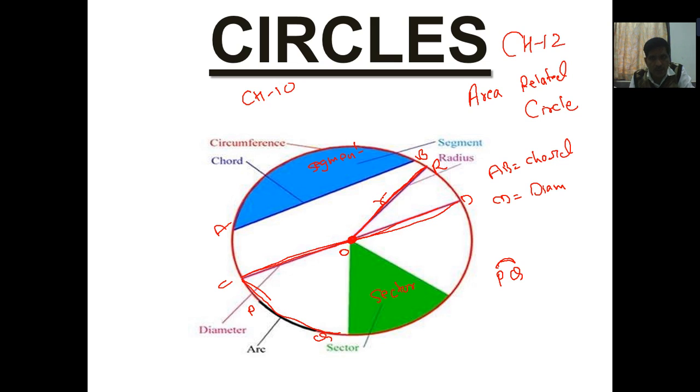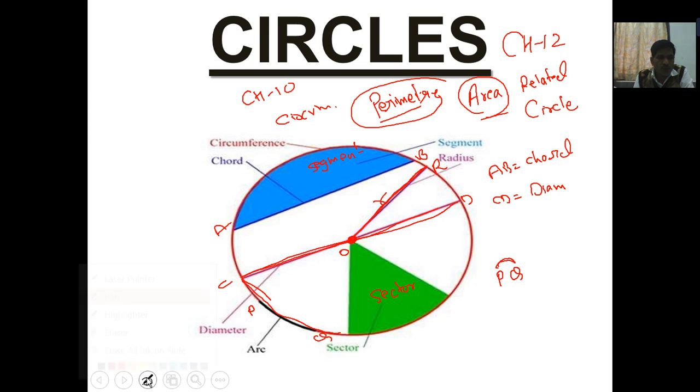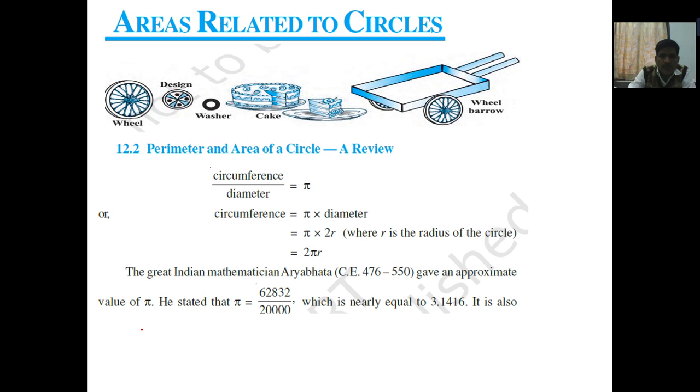But now in the 12th chapter we go to area and perimeter of a circle and related terms, that is sector and segment. So first we go through the definitions. What is the meaning of perimeter? What is the meaning of area? Perimeter, another name is circumference, that we also cover in this chapter. So now we go through the text, that is area related to circles.